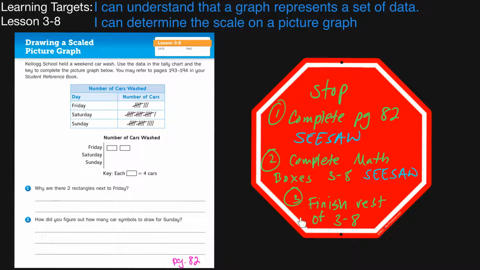Submit those in Seesaw. When you're finished, complete the rest of the work of 3-8. There's a couple pages that talk about word problems and how to solve those. If you need help, please come find me. But this is the last of our lesson. Remember, at the end of this, you should be able to understand that a graph represents a set of data and determine the scale on a picture graph.